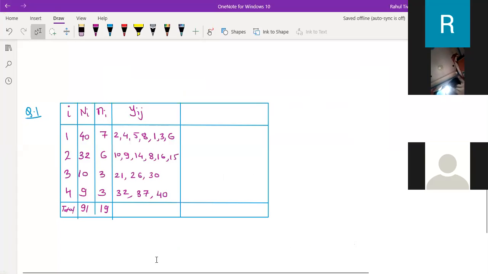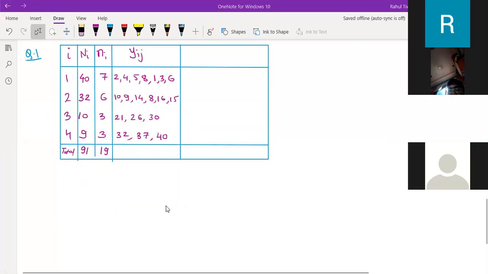Now what do I have to do? What is the first question asked here? We have to estimate the population mean, that is, find y bar st. Estimate means you have to find the population mean. Okay, so write down.